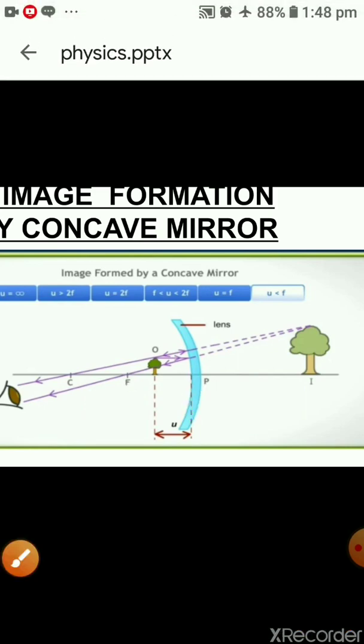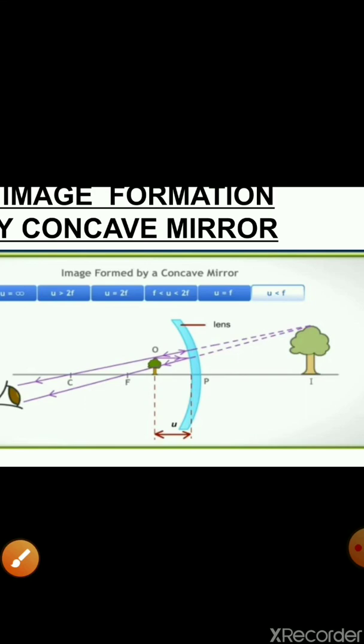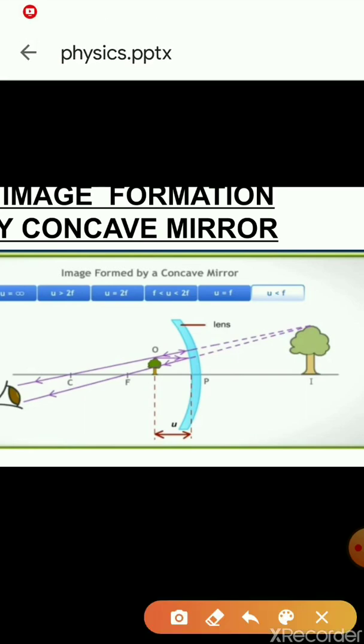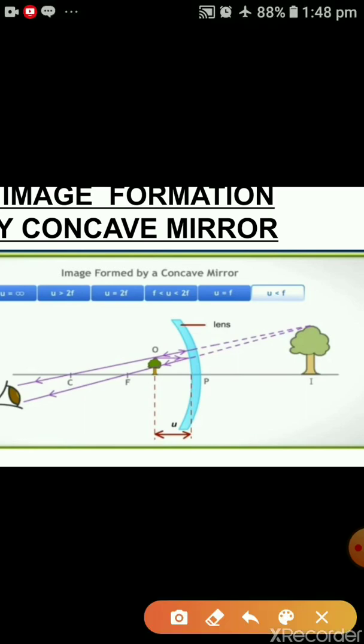Now to show the image, we have to drop at least 2 incident rays on the mirror. So here I am taking 2 incident rays one by one. I will show you here. The first ray: this is our object, a small tree. This object is placed in between pole and focus.